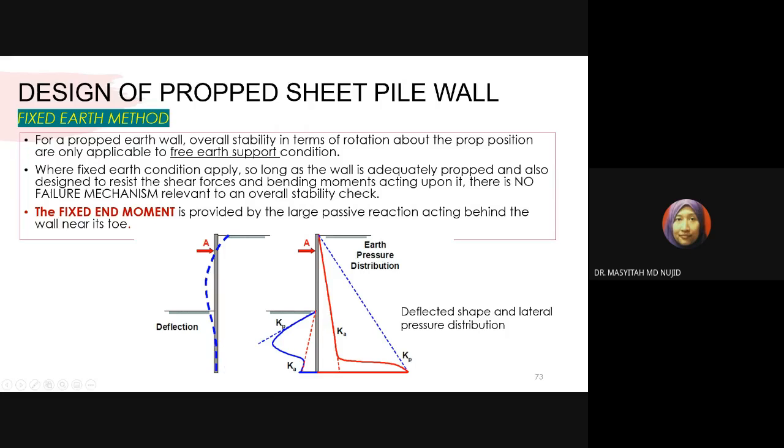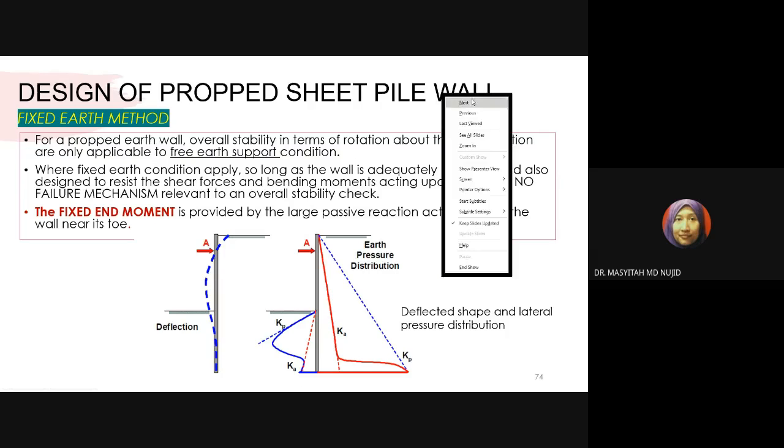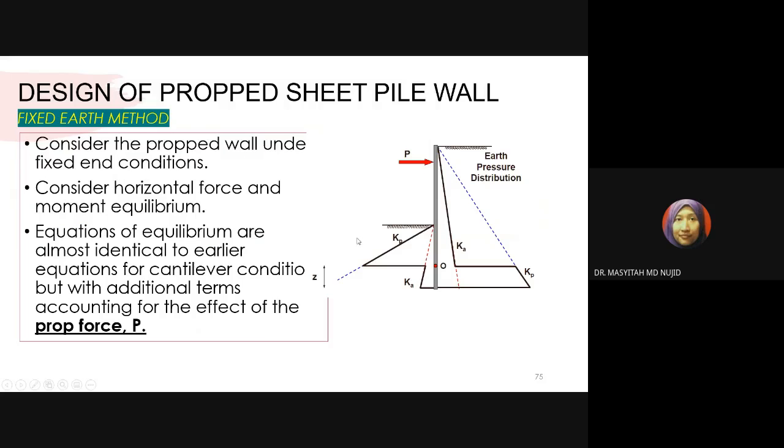So now the passive pressure is larger compared to active pressure. Consider the propped wall under fixed end conditions and then consider horizontal force and moment equilibrium.